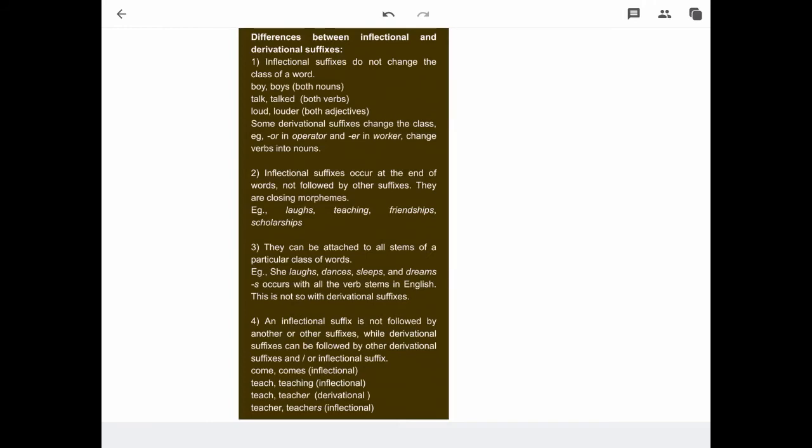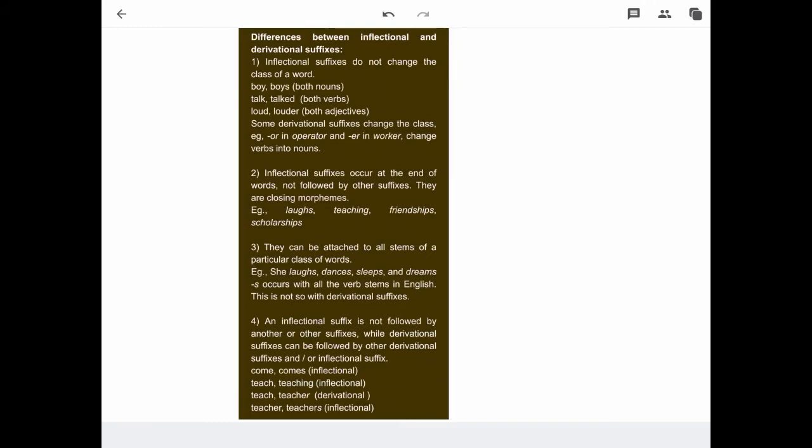Now inflectional suffixes can be attached to all stems of a particular class of words. For example, she laughs, she dances, she sleeps, and she dreams. So S occurs with all the verb stems: laughs, dances, sleeps, dreams. This is not so with derivational suffixes.